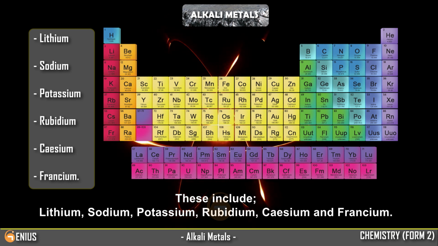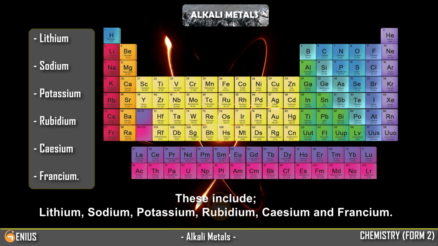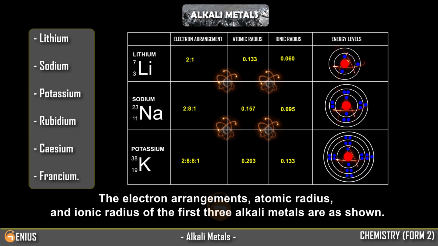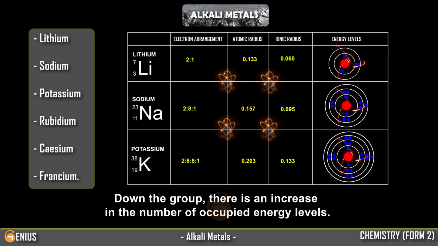These include lithium, sodium, potassium, rubidium, cesium and francium. The electron arrangements, atomic radius, and ionic radius of the first three alkali metals are as shown. Each alkali metal atom has one electron in the outermost energy level. Down the group, there is an increase in the number of occupied energy levels.